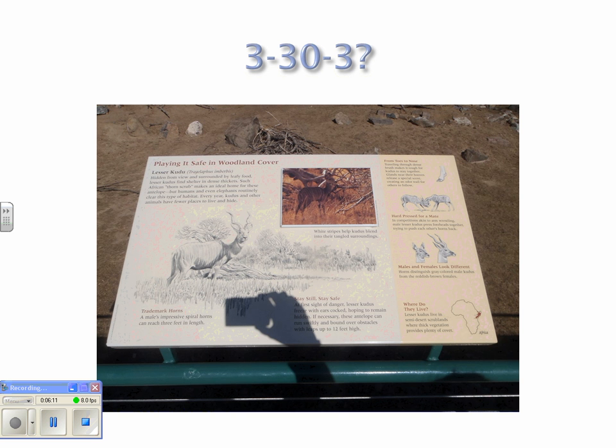Let's start with 3-second. I would suggest that "Playing it safe in woodland cover," the picture of the kudu, and maybe a little bit of this information over here could fall into the 3-second information. 30-second would be these short paragraphs. If you were to read all 4 of these, it would probably take about 30 seconds. And I would almost argue that there isn't much for 3 minutes, but the rest of the sign might fall into 3 minutes. But you get the idea that the information is broken up.